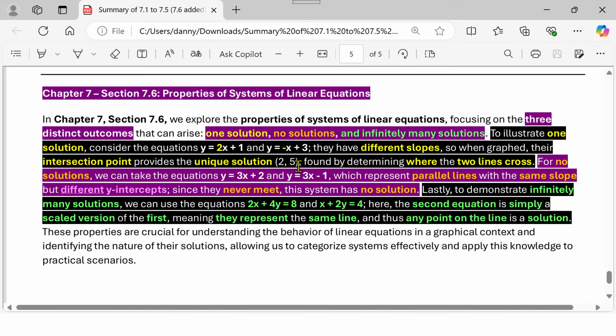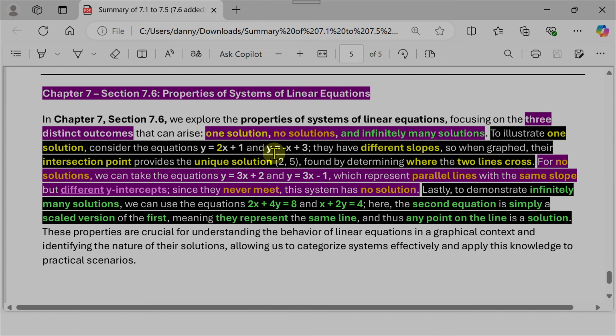In this case, 2/5, but you don't need to actually graph it and solve it. You just need to know that because there are different slopes, once you put the equations in y equals mx plus b form, you're done. There are different slopes, so there's one unique solution. And you've determined that because you'll know the lines will cross, because they're non-parallel lines.